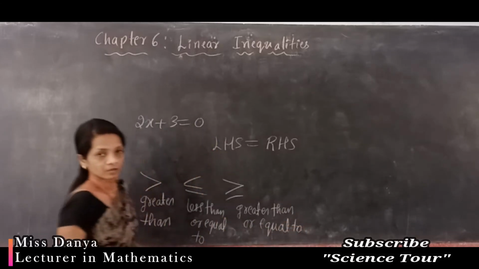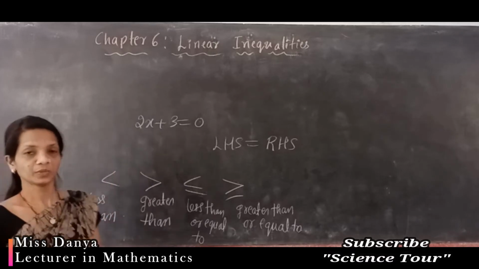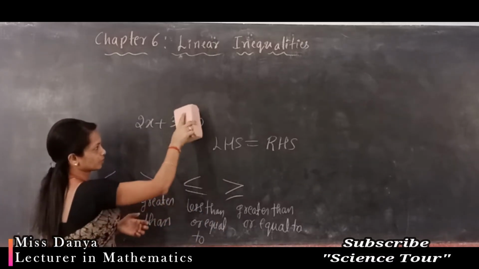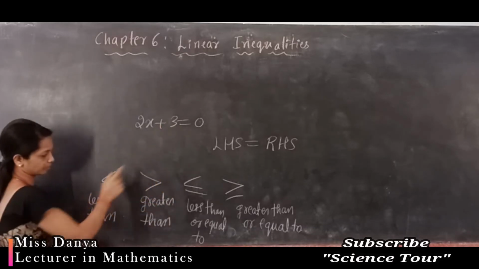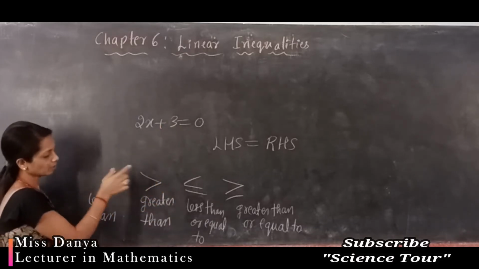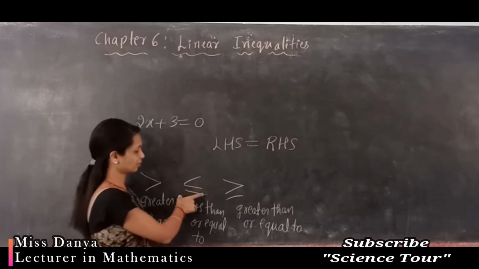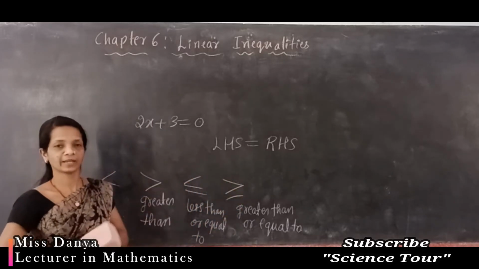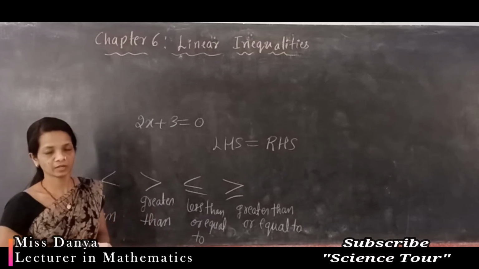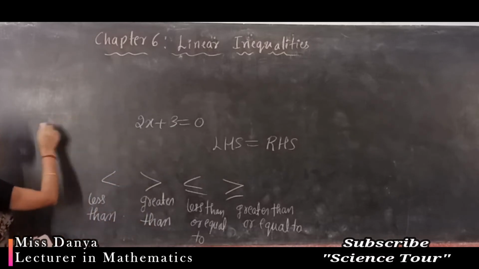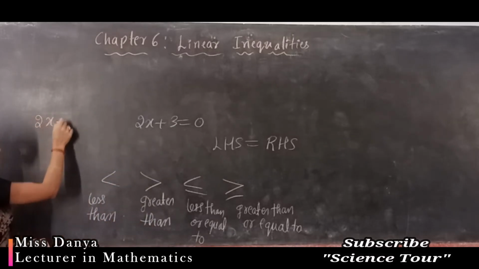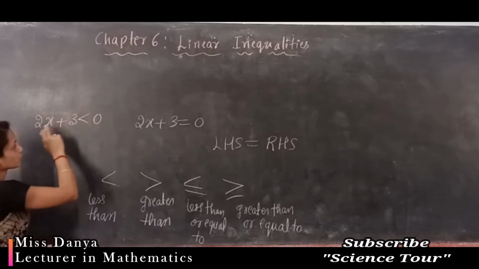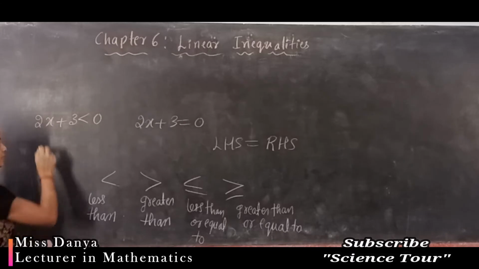So, if in an equation 2x plus 3 is equal to 0, you remove that equal to symbol and use the less than symbol or greater than symbol or less than or equal to symbol or greater than or equal to symbol, then that forms an expression, and that expression is called an inequality. See, 2x plus 3 is equal to 0. I will remove that equal to symbol by the less than symbol. So then that becomes 2x plus 3 less than 0.